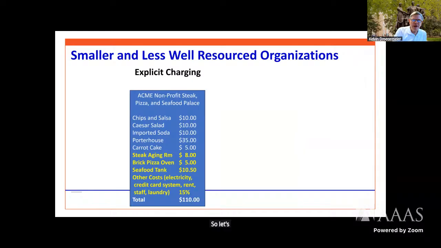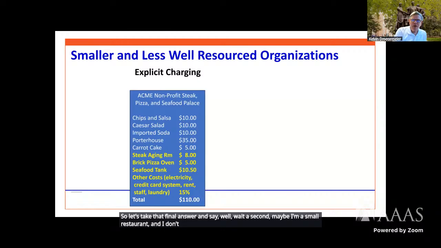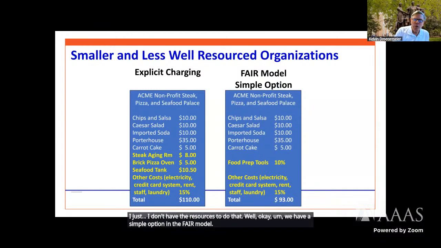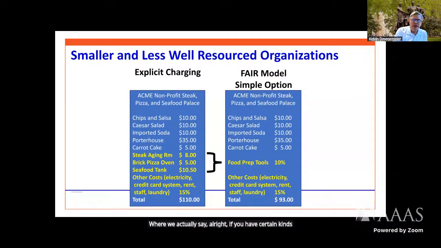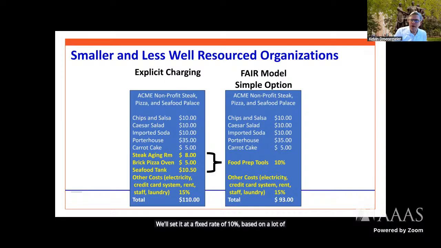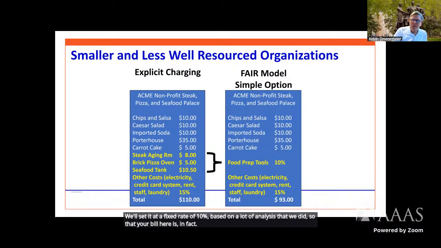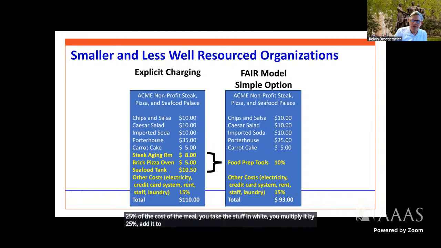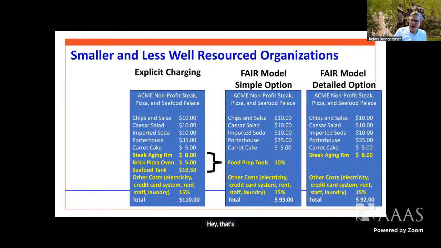So let's take that final answer and say, well, wait a second, maybe I'm a small restaurant and I've got like 6 employees. I don't have the ability to cost out a steak room and a pizza oven. I don't know what those things cost. I don't have the resources to do that. Well, okay. We have a simple option in the FAIR model where we actually say, all right, if you have certain kinds of things here that actually are directly attributed to your meal, but you don't have the resources to cost them out explicitly, we'll set it at a fixed rate of 10% based on a lot of analysis that we did so that your bill here is in fact 25% of the cost of the meal. You take the stuff in white, you multiply it by 25%, add it to the stuff in white, you get $93. Hey, that's pretty darn close to the itemized version as well.